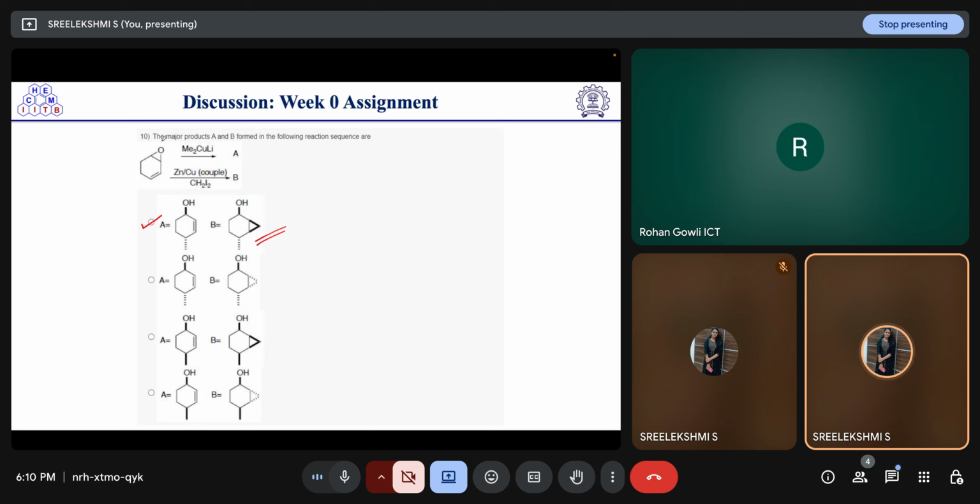First this OH and this methyl will have opposite stereochemistry. Then the cyclopropanation will take place from the same side as the hydroxyl group. Simmons-Smith reaction.